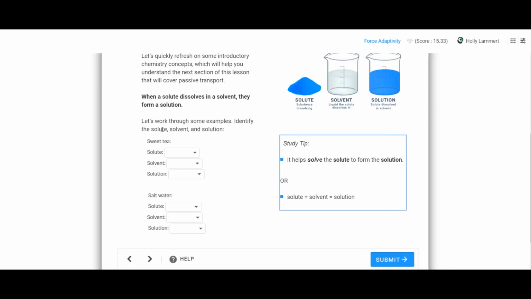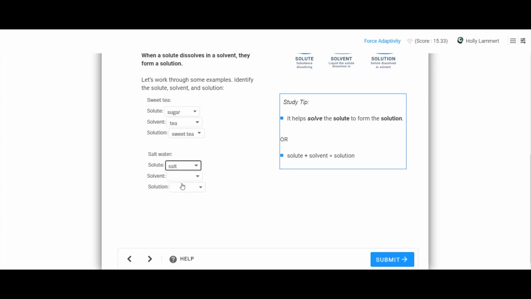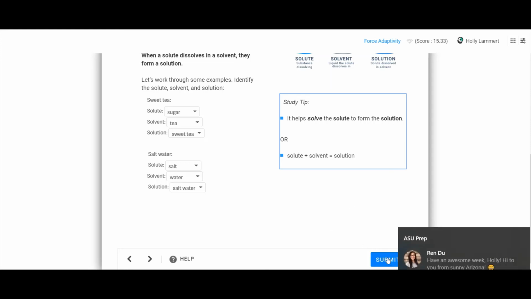Let's work through some examples. Identify the solute, solvent, and solution. For example, in sweet tea, you maybe have sugar that you put inside the tea, and that forms the sweet tea. Or in salt water, you have salt. You put it in water, and that forms the salt water. So solute plus solvent equals solution. I'm going to write that down.